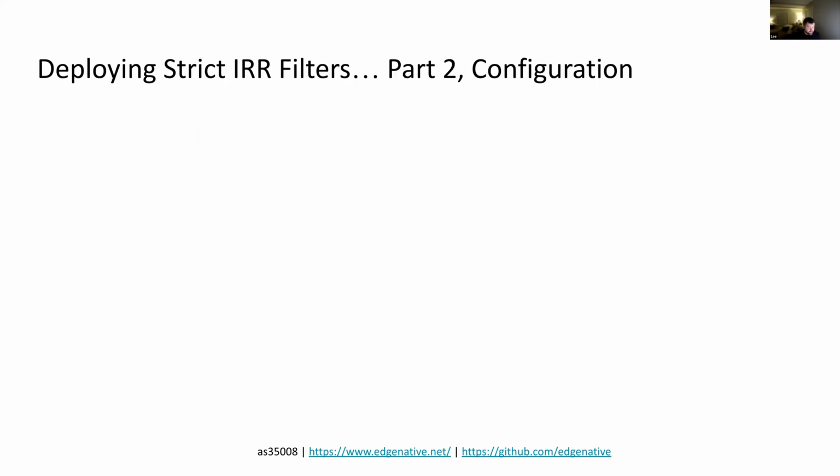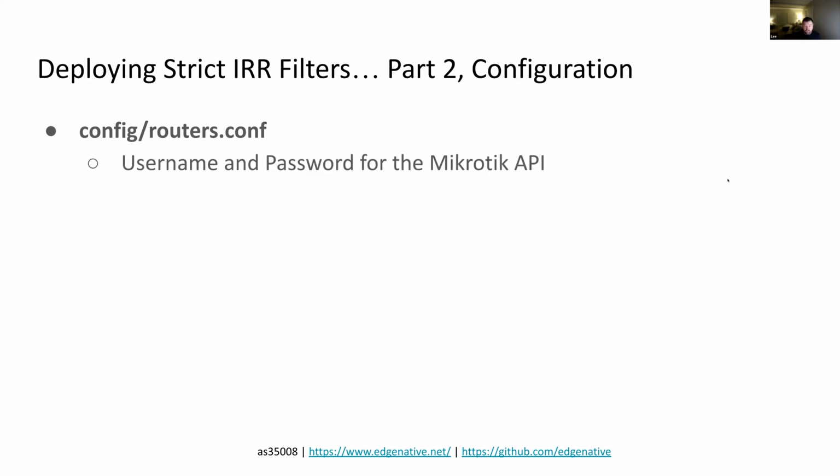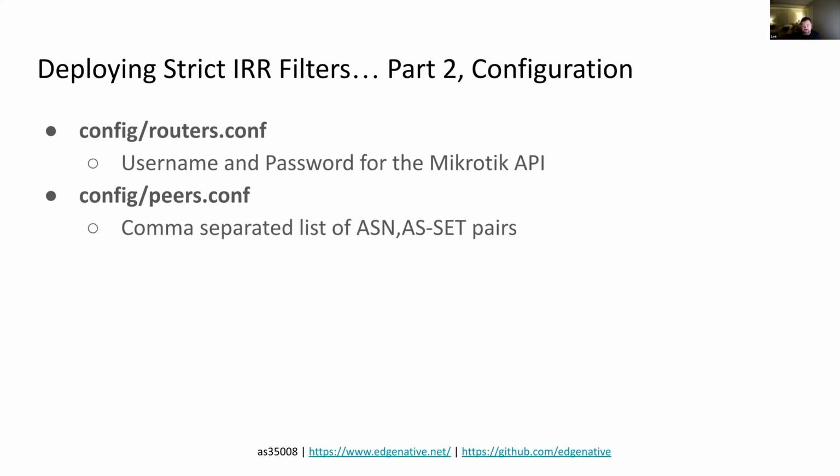So, configurations. First of all, we have a routers.conf file. This is where you define your username and password for the MikroTik API. Really simple configuration. The next one's your peers.conf. This is essentially a comma-separated list of ASN and AS set pairs. This is the file that gets read and runs bgpq4, loops down through, and generates the prefix lists.